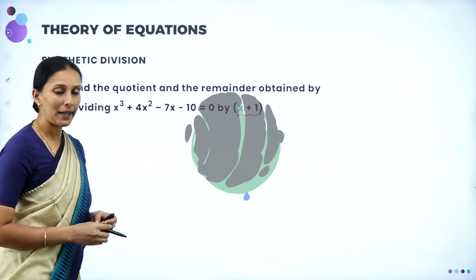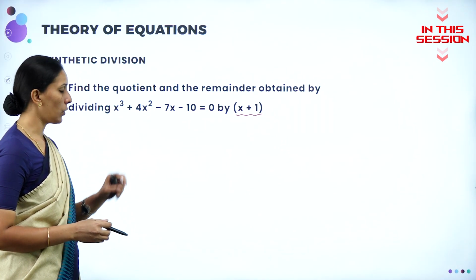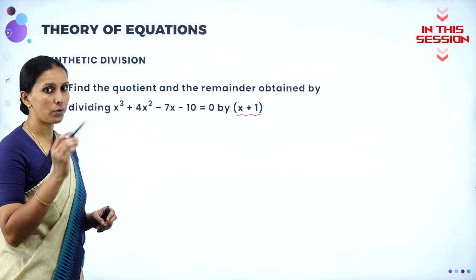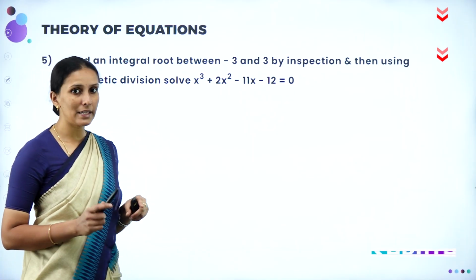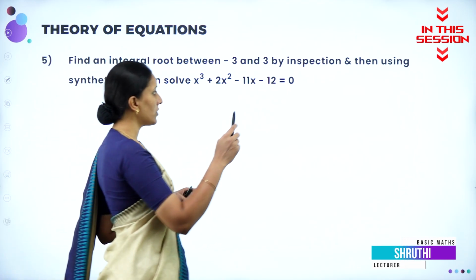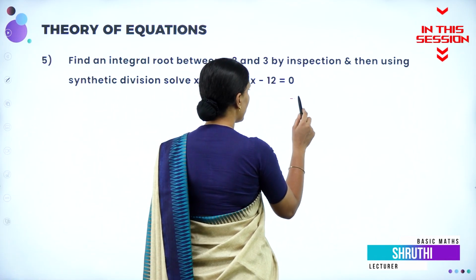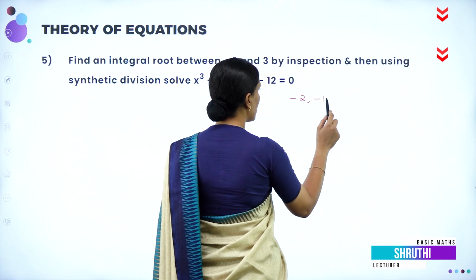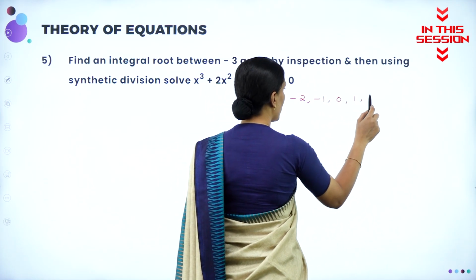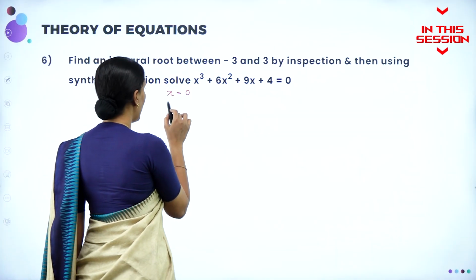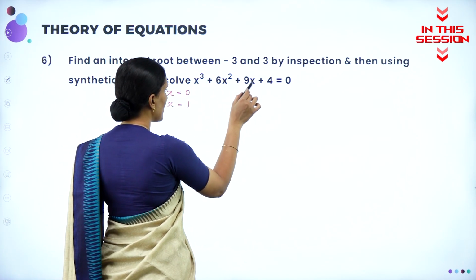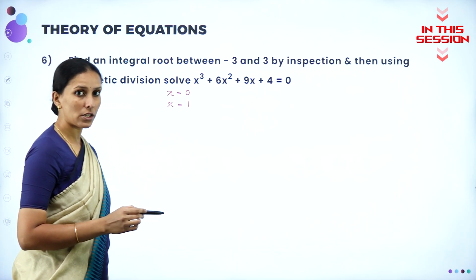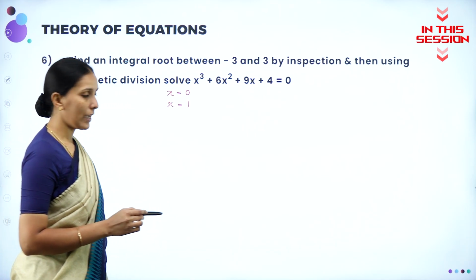If it completely divides the given cubic equation, then obviously the remainder should become a 0. So we need to find out an integral root between minus 3 and 3. The integers between minus 3 and 3 are minus 2, minus 1, 0, 1, 2. Next we'll take x is equal to 1. We put 1: 1 plus 6 plus 9 plus 4 is again a positive number, which is not equal to 0. Again it is false.